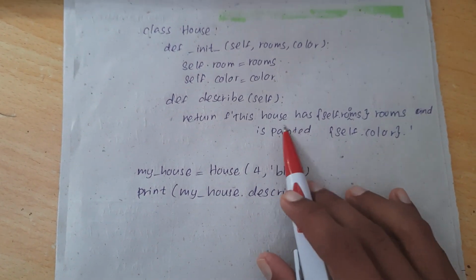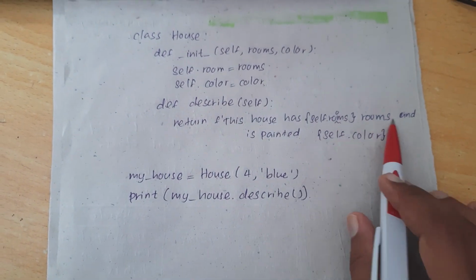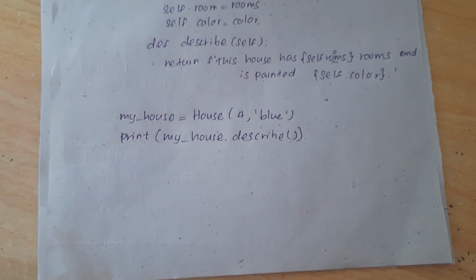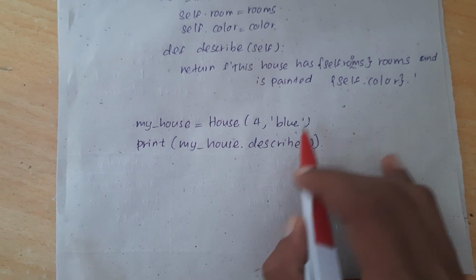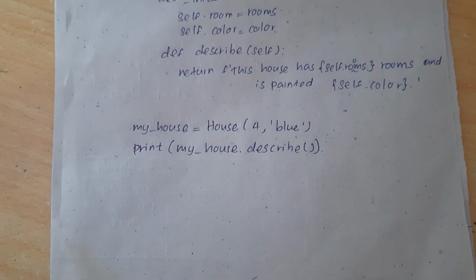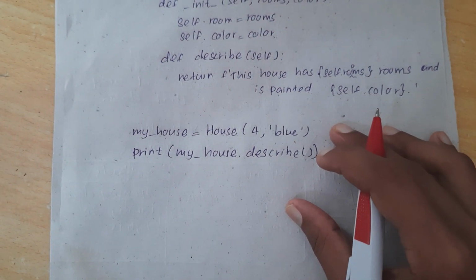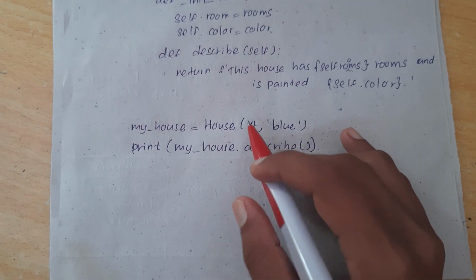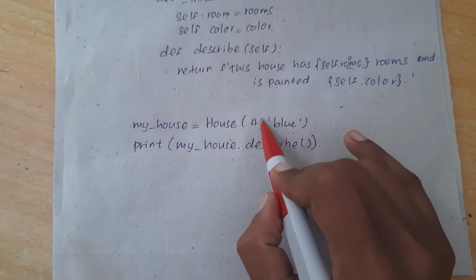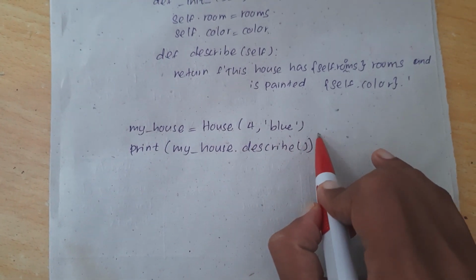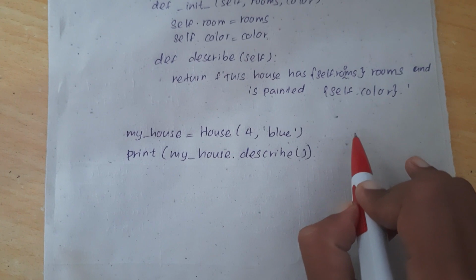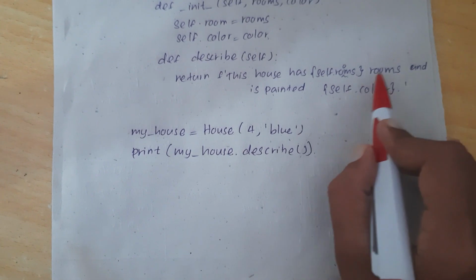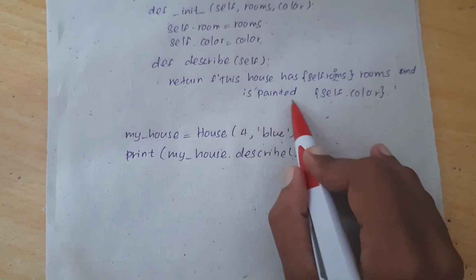This house has some rooms and is painted with that color. Now let's create an object from this House class. We can create an object, or an instance, of the House class like this. This code creates a house with 4 rooms painted in blue, and then prints out this description: This house has 4 rooms and is painted blue.